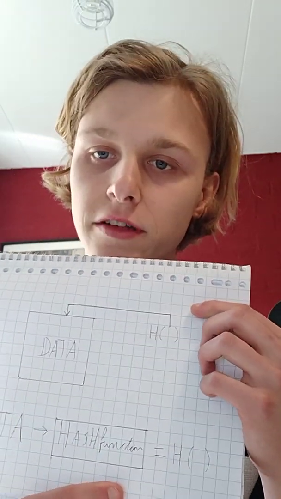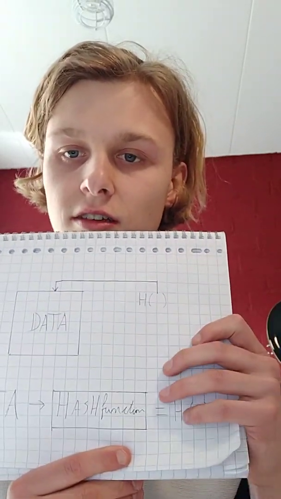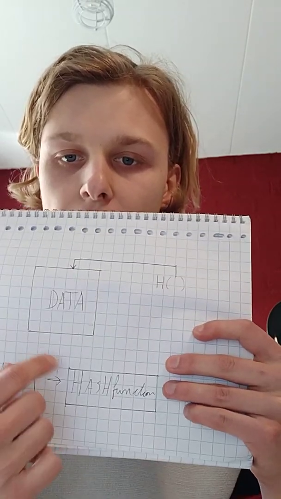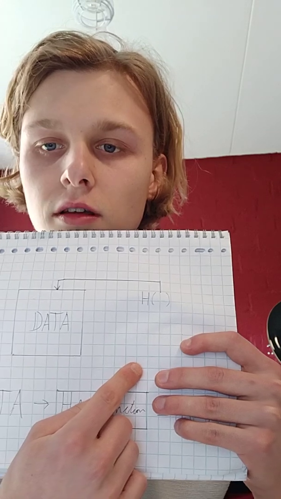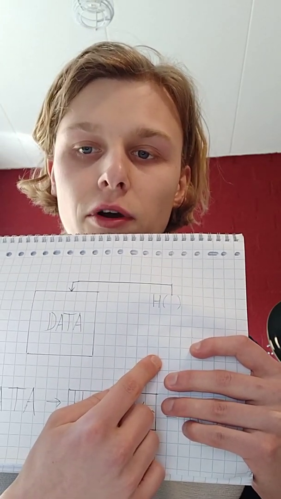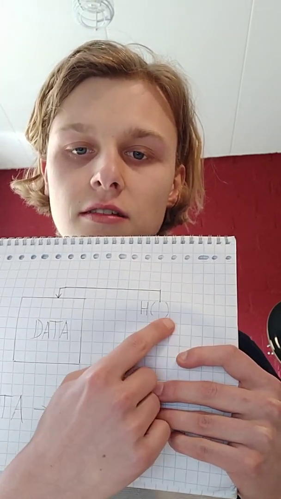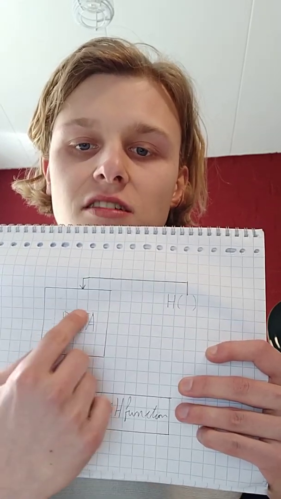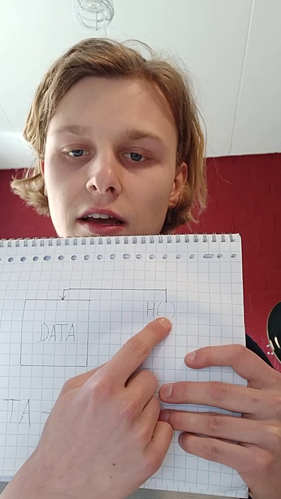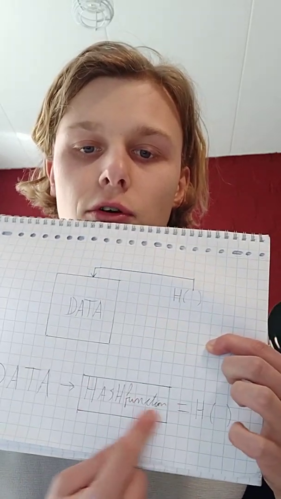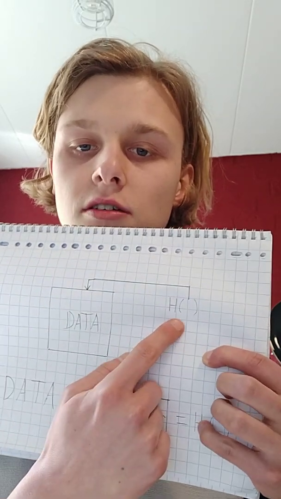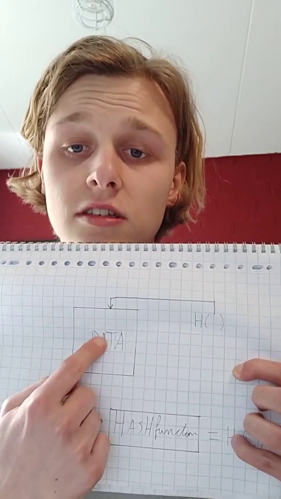So what are hash pointers? I've drawn the example here above, but a hash pointer points to where the hash is from, and where the data from the hash is stored. So this will be the data. It's been going through this hash function, and you get a hash, and it points to the data which is used in the hash.